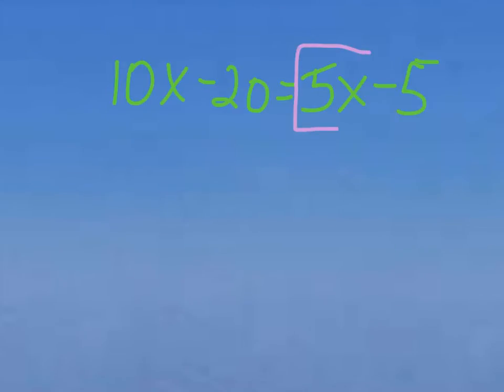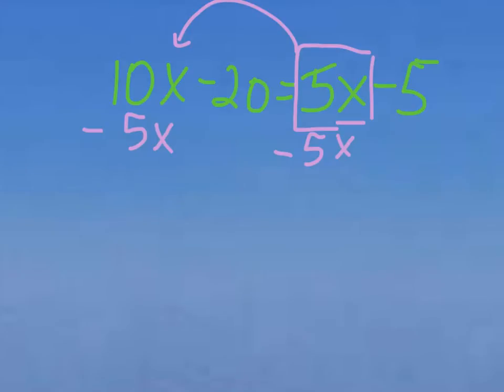How about question number 8? 10x minus 20 equals 5x minus 5. So once again, I'm going to get rid of the x term on the right side of the equation. I'm going to move it over here by subtracting it because it's positive 5x. So I'm going to minus 5x and do the same thing over here.